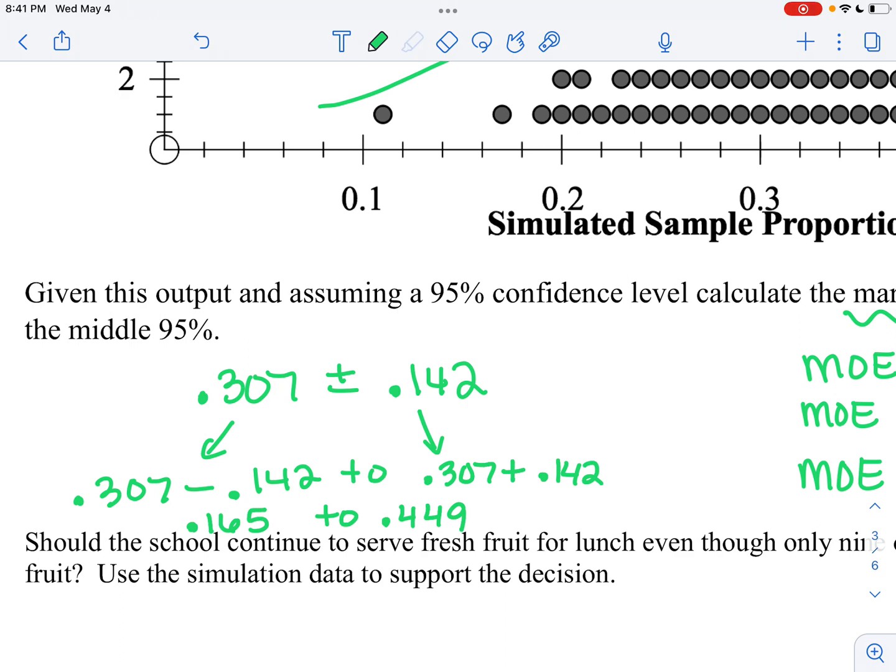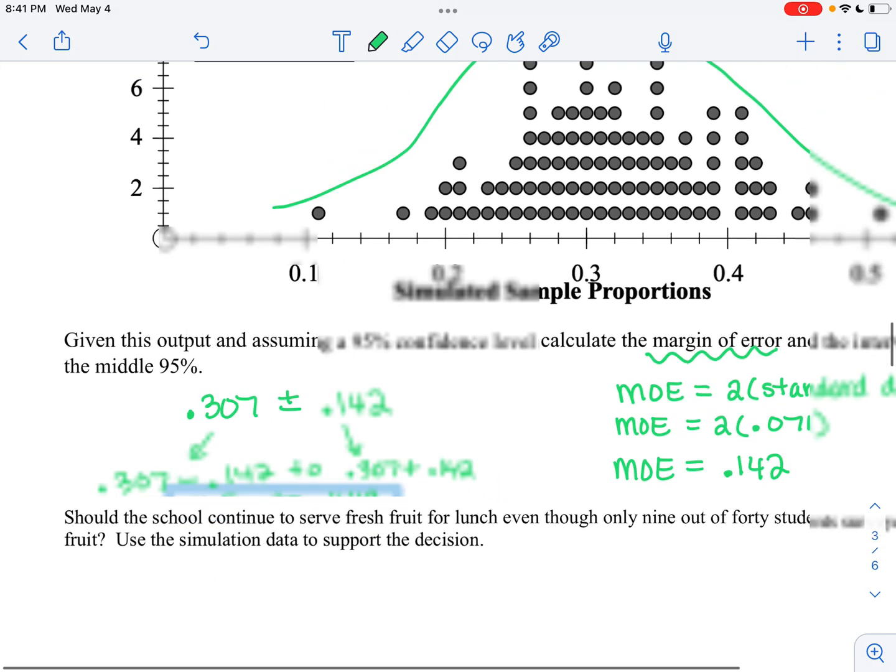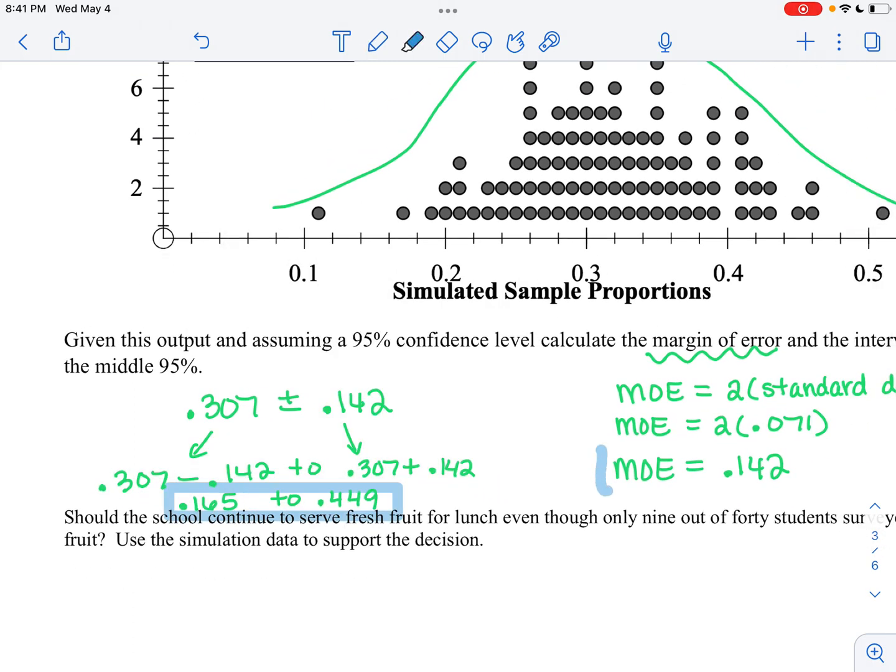Okay, so that is our interval containing 95% of our data. Again, I'll box this in too. We also had to find the margin of error separately to start.